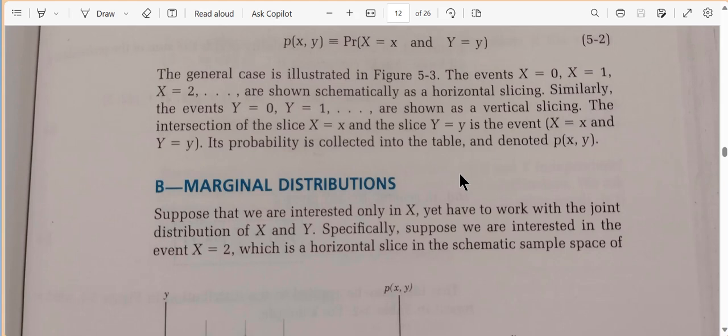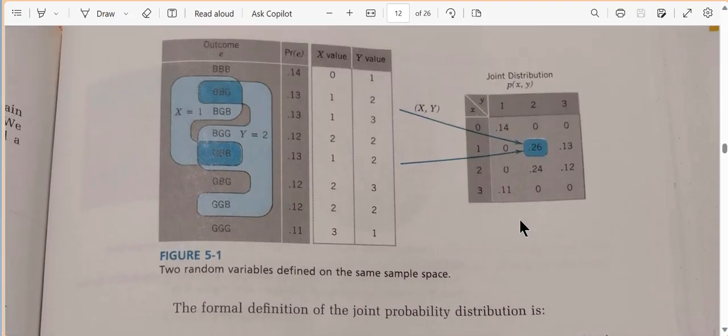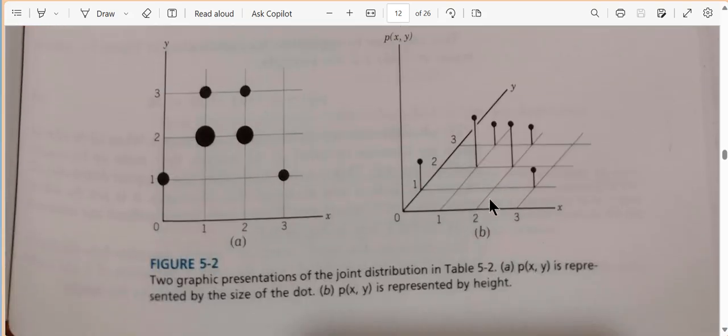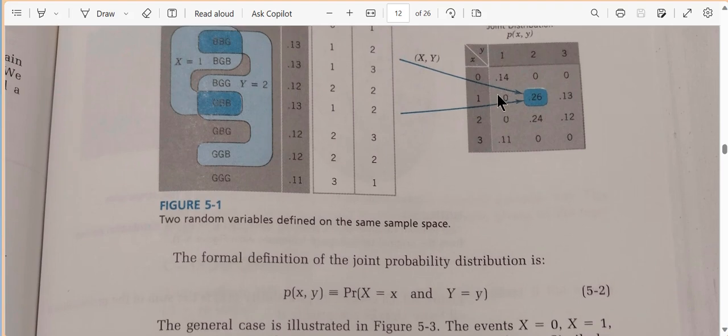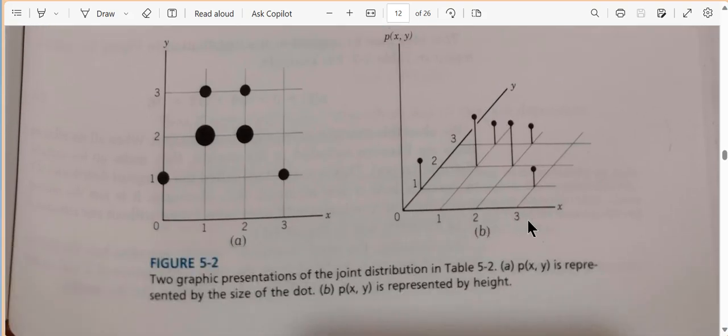Okay, let's define what we mean by marginal distribution. So we just talked about the joint distribution. Here's a picture of it. And what do we mean by that? Well, if we go back to the joint distribution, we can see that we have x and we have y. So we can put that here, x and y. So we can have, for example, x equals 0, x equals 1, 2, and 3. And we can have y, 1, 2, and 3. I don't think there's any y equals 0.